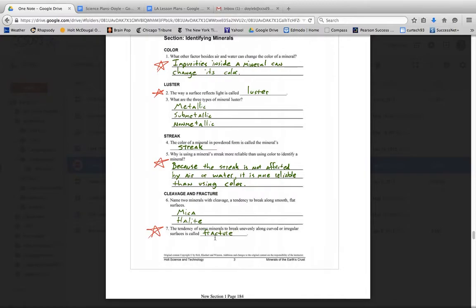And then the other way rocks break is fracture, where it just kind of breaks, and it's uneven, it's curved, it's irregular, it's not really breaking in any specific way. So think of if you just took a rock from your backyard and threw it down on the driveway or something and it broke into a bunch of pieces. Usually that's going to mean fracture.